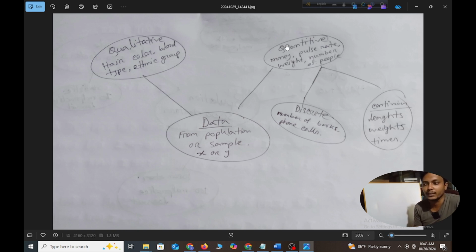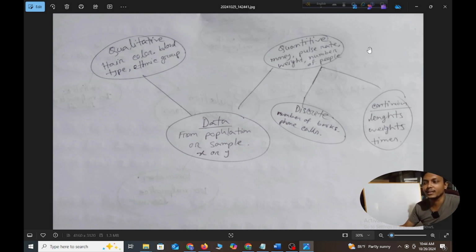What is discrete actually? If I give you an example, the number of books on your table is discrete. You never have seven and a half books on your table. It could be eight books or maybe seven books. The number of phone calls you received yesterday, you never get two and a half phone calls. You will get either two phone calls or maybe three. So these kinds of data are discrete data.